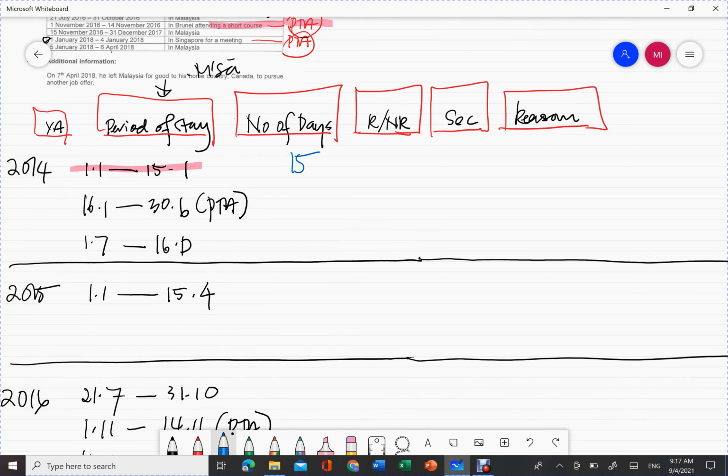Lepas tu permitted temporary absent. Permitted temporary absent please awak buat dia dalam bracket, tulis kat tepi ni pun tak apa. So berapa number of days permitted temporary absent? Awak tengok daripada 16th of January sampai 30th of June. So untuk bulan Januari, awak ambil 31 day minus 16 campur 1, so tolak 15, kita dapat 16 hari. Januari 16 hari. Februari, bulan 2.